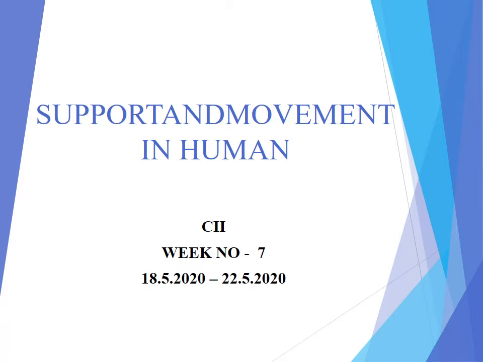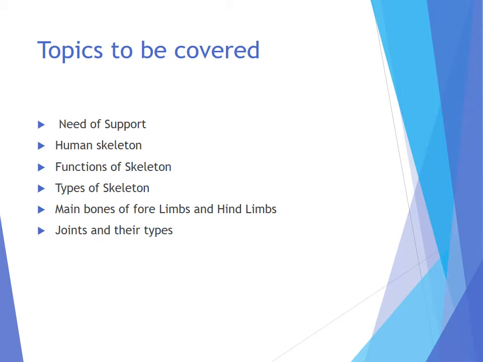Now start with the formal lesson, C2 week number 7, from 18 May 2020 to 22nd May 2020. The topic for this week is support and movement in humans. In this chapter we will discuss the following topics during the week: need of support, human skeleton, functions of skeleton, types of skeleton, main bones of forelimbs and hind limbs, joints and their types.